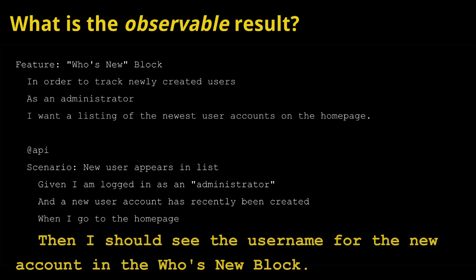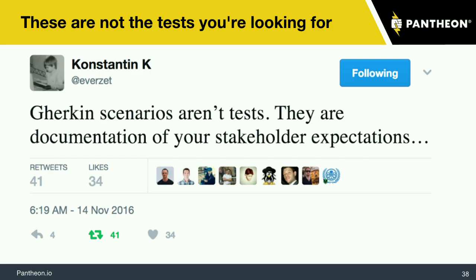You could write these then clauses against, like, reading database tables directly. You could write this scenario to say, okay, then I print out all of the rows in the user table and I see that there's a new user there. Well, that's not really observable to the end users of your website. The then clause should really be about observable things.